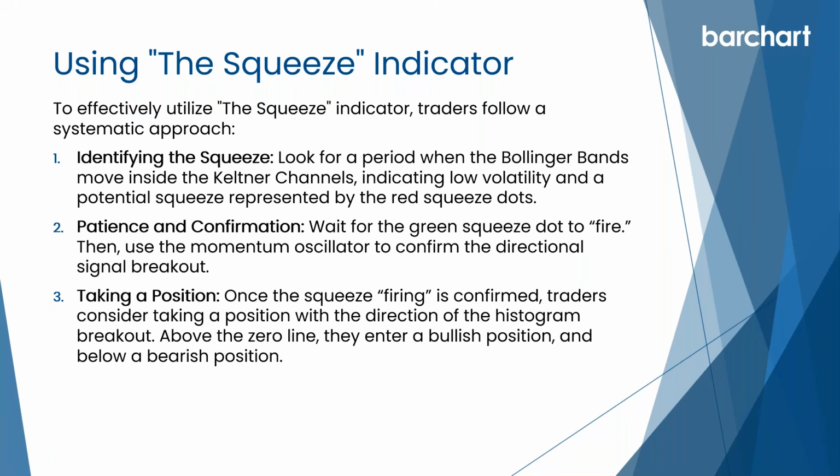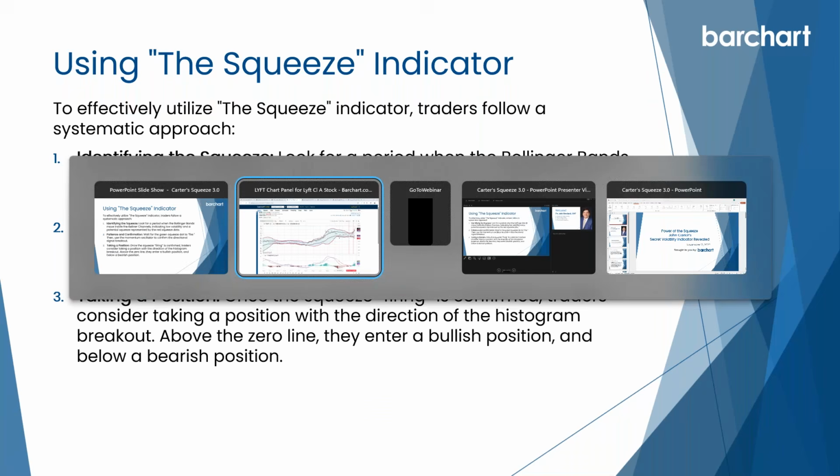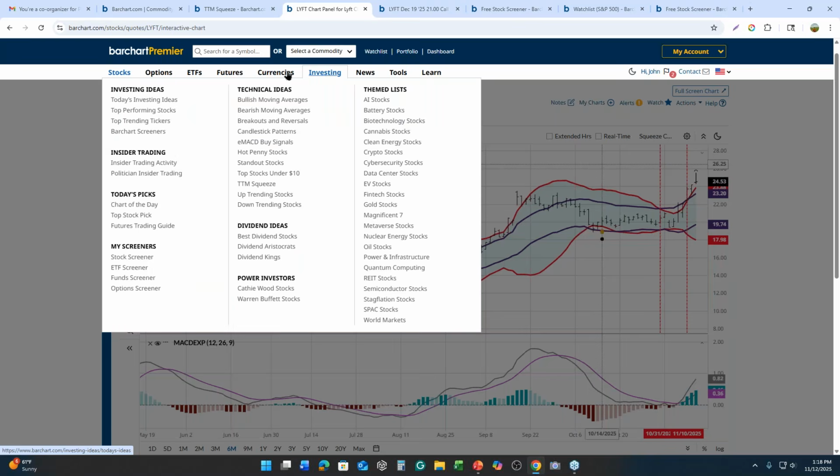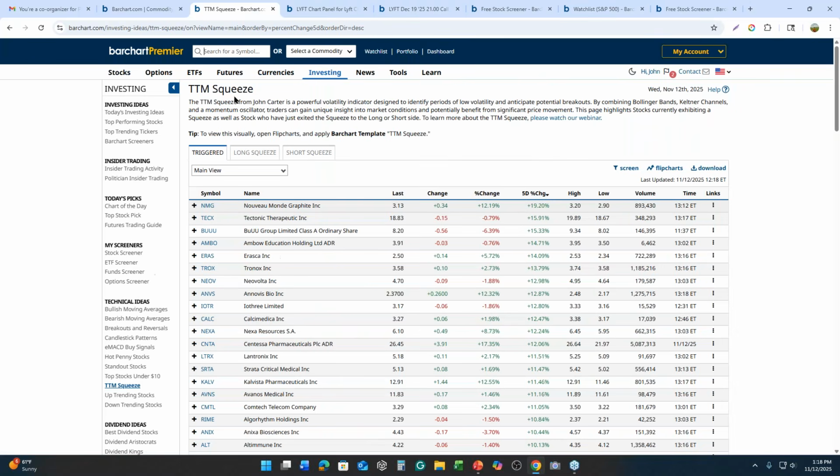Now, this is where it starts to get interesting, especially if you're a Barchart subscriber. That is because if you go into investing and under technical ideas, you're going to find the TTM squeeze. And this is going to give you 3 stages of the squeeze. First, the triggering, that squeezes on the red dots, and 2, firings, that first green dot.